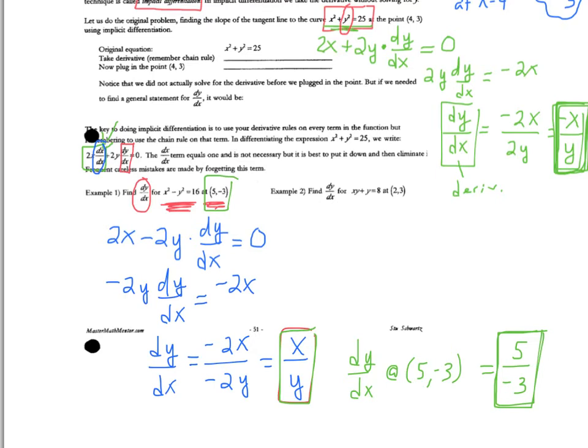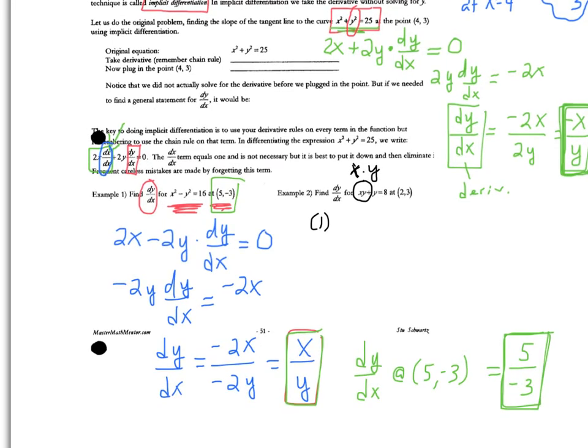Now this one is a little more complicated because we see an x times y. So guess what that means? We need to use our product rule. So we really have x times y, so we have two functions there. The derivative of x is 1. I don't have to tack on anything. So after that we would have our y as is.